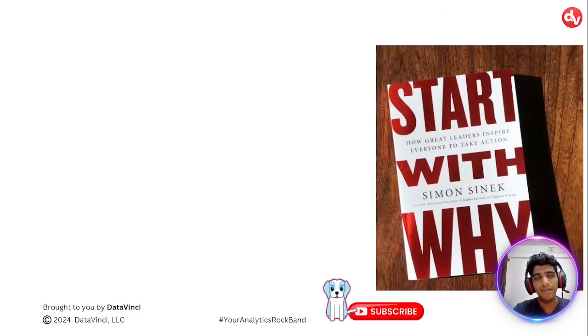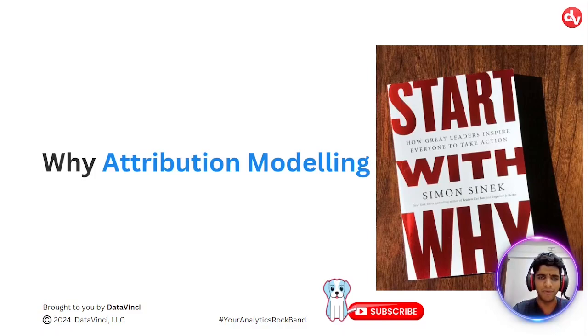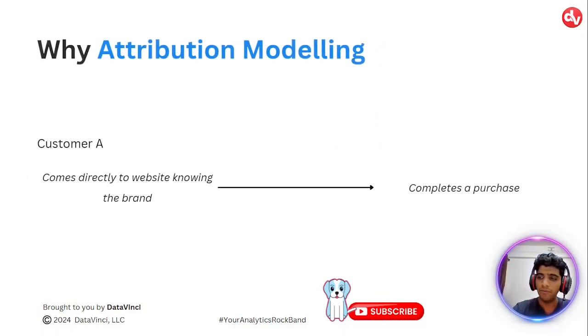But wait, before we get started, let's start with our why. Why attribution modeling? So let's consider you have an e-commerce website and there is a particular customer who has a conversion journey as such. They come onto your website, they know your brand, and they complete the purchase. So there's nothing much to know out here. The credit would directly go to the direct channel, right?